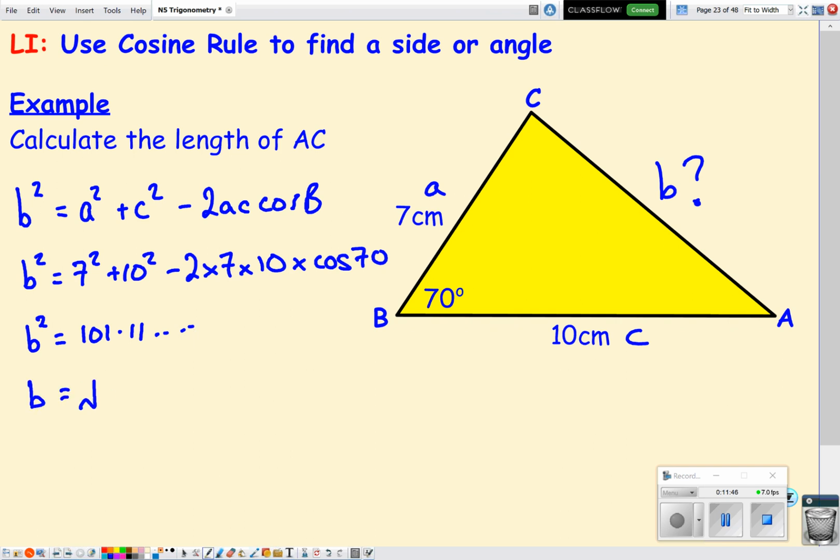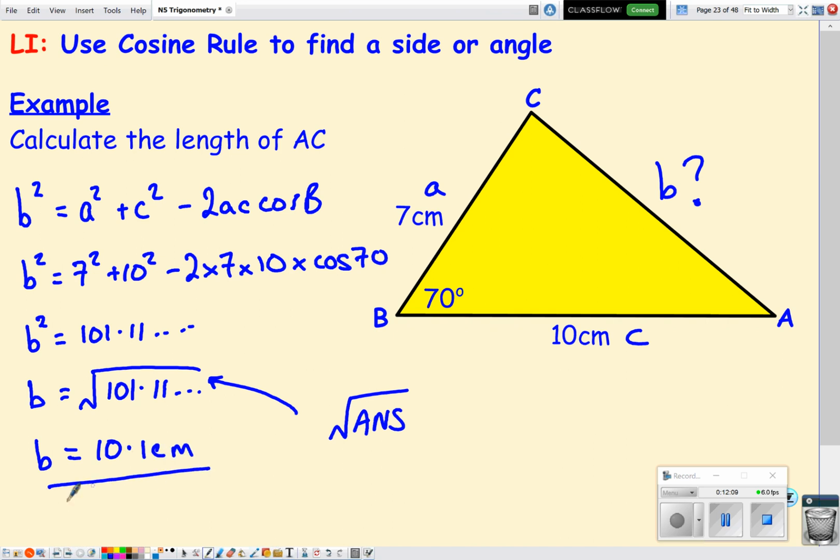Remember to take the square root. 101.11 dot dot dot. Don't clear the screen, try and be accurate. So when you get this number, you should be putting into your calculator something like square root ANS for this line, so that you're not introducing any premature rounding. And from that, we get 10.1 centimeters to one decimal place. Alright, so that's using the cosine rule for finding a side.